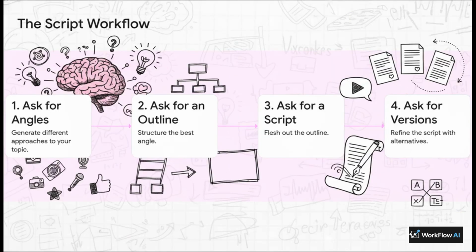Here's the best way to think about your workflow. Instead of asking for a perfect final script all at once, just build it in layers. First, ask for a few different angles on your topic. Then pick your favorite angle and ask for an outline. Once you're happy with that structure, then you ask it to write the full script. And for a pro tip, ask for 2 or 3 different versions so you can mix and match the best parts.